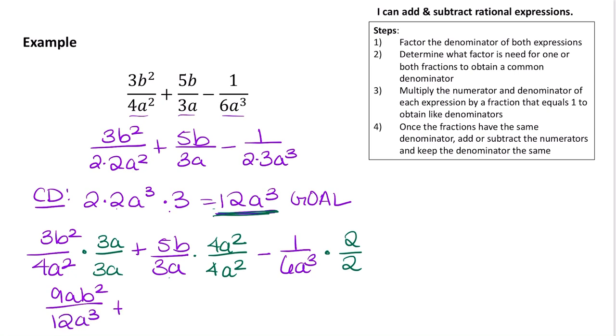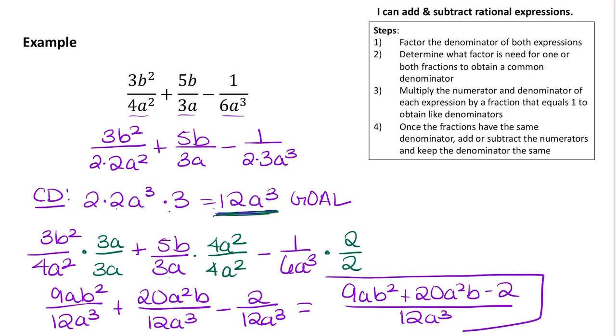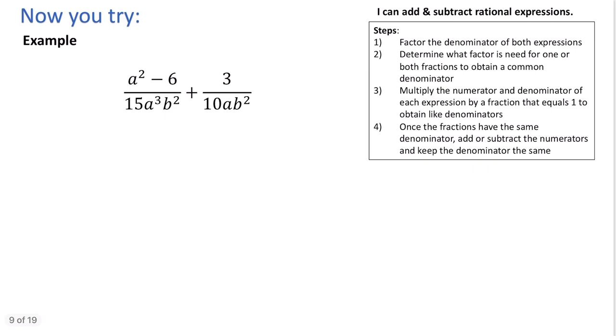Okay, and that's plus 5b times 4a squared, which is going to be 20a squared b, and that's over 12a cubed. And then minus, we have 2 times 1, which is just 2, and that's over 12a cubed. Okay, so my final answer is going to be 9ab squared plus 20a squared b minus 2 over 12a cubed. Okay, I can't simplify this. I can't factor anything out, so that is already in fully simplified form, right? Because if I check the numerator, there's no GCF that I can pull out, so I'm just going to leave it like that. So now you can go ahead and pause the video and try doing this example on your own.